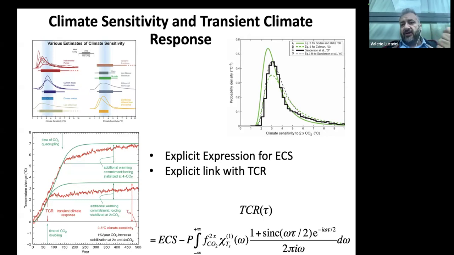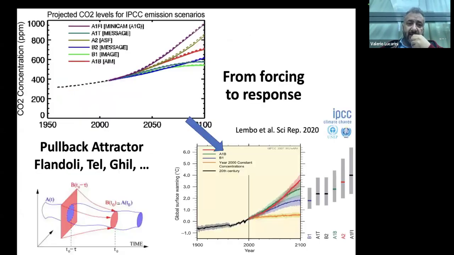And this formulation allows you to generalize well-known concepts in climate physics, like climate sensitivity and transient climate response. You get explicit formulas for these very important climatic quantities, and you have a magic tool that transforms forcings into responses. That's exactly the idea of a response operator. And in more abstract terms, it allows you to construct the properties of the so-called pullback attractor, the generalization of an attractor for a time-dependent system.